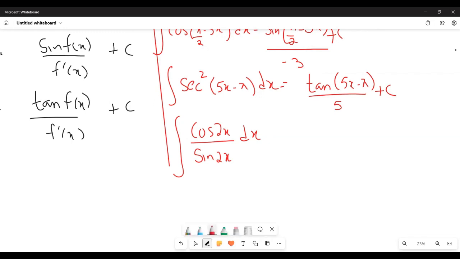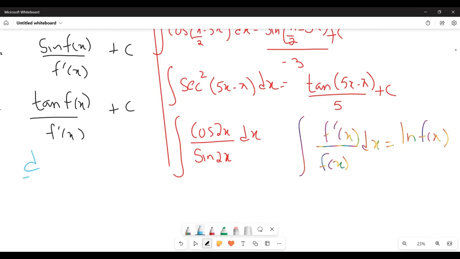That is the case where you have an fx in the denominator, then you must have its derivative in the numerator. And if you do have that, then the integration is equal to ln fx. So do we have the derivative of sin 2x in the numerator? What is the derivative of sin 2x? It is cos 2x times 2.